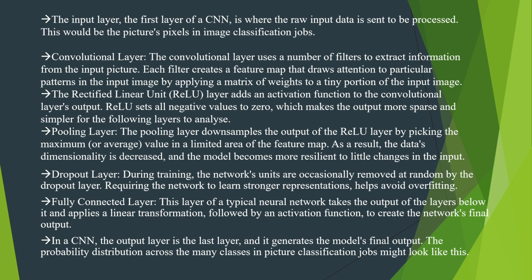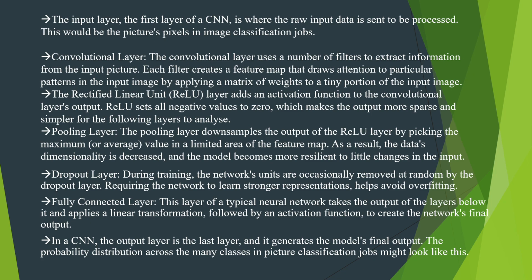Next is the pooling layer. The pooling layer downsamples the output of the ReLU layers by picking the maximum value from the set of values given from the ReLU. As a result, data dimensionality is decreased and the model becomes more resilient to little changes in the input. Next are dropout layers. Dropout layers are most commonly used when overfitting issues occur. These dropout layers decrease the overfitting issues, and are commonly used in the case of fine tuning.